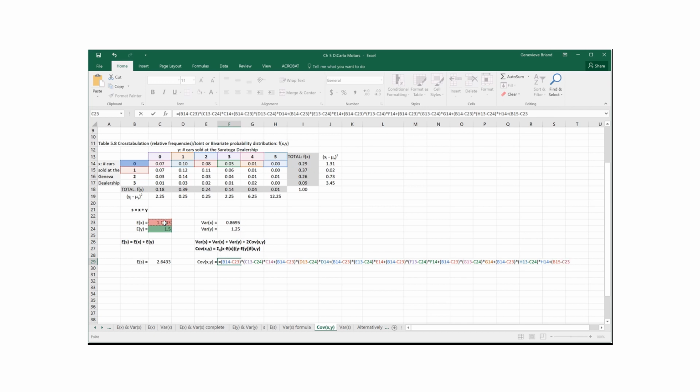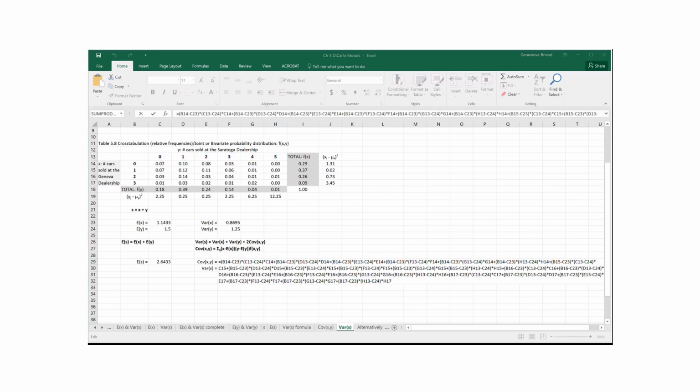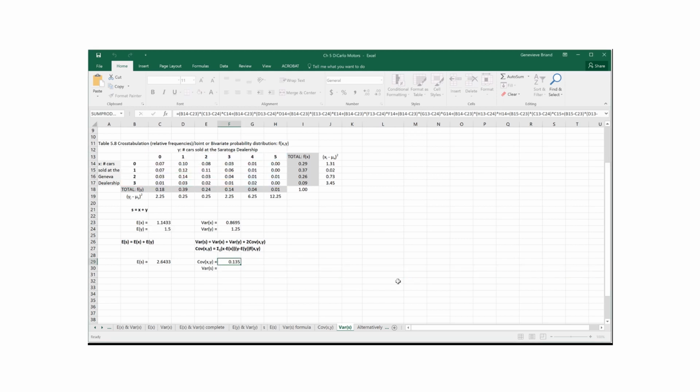So deviation of X from its mean value, first value of y that can go with that is 0. Take the deviation of that from its mean, multiply by the likelihood of occurrence of that x equal 1 and y equal 0 combination. Okay, last product. And here I have my covariance.